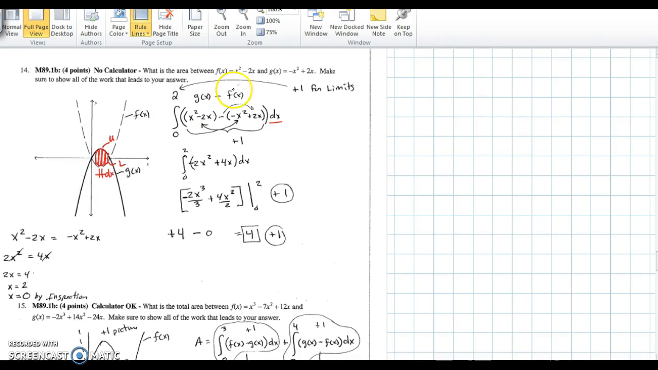And in this case, something that opens down will be negative x squared, so that's g of x on top, and something that opens up is f of x. That must be on the bottom. So we have g of x minus f of x.